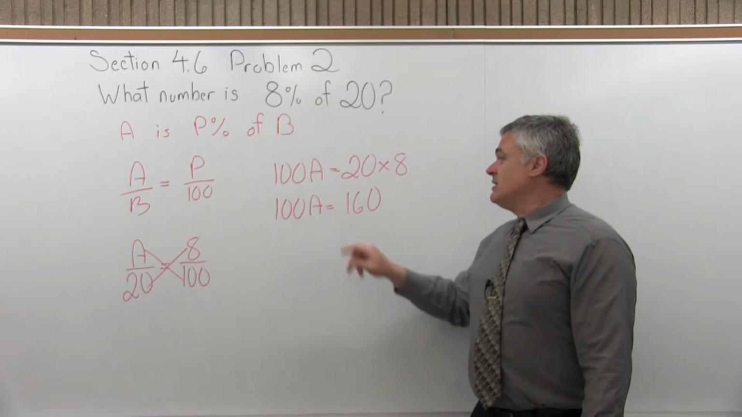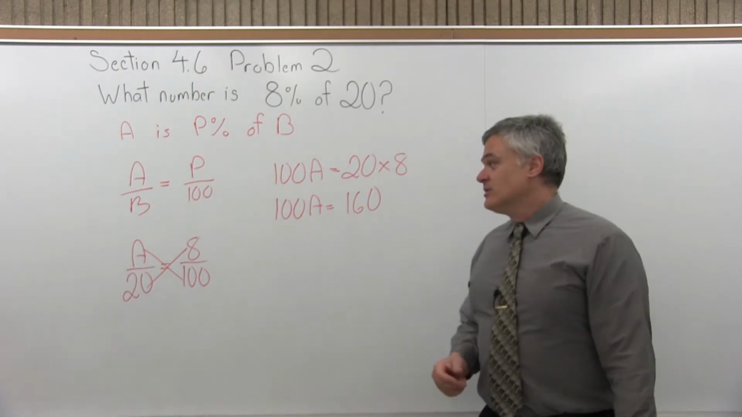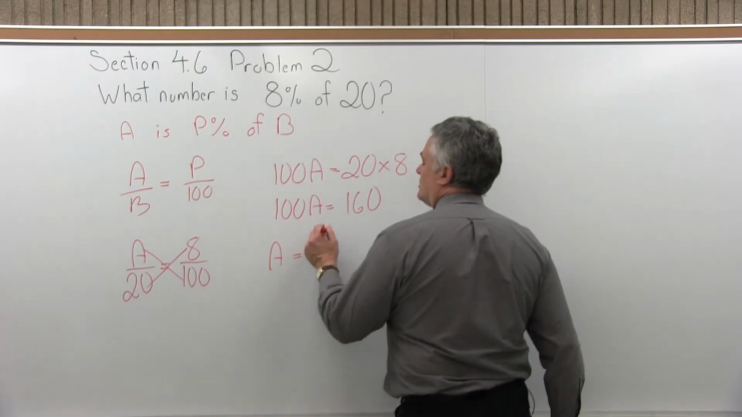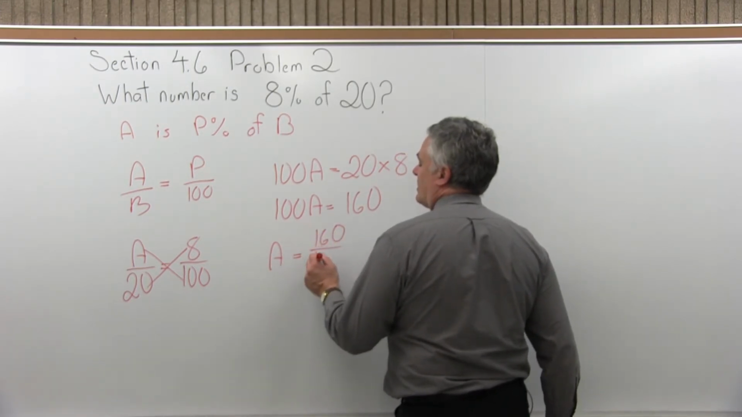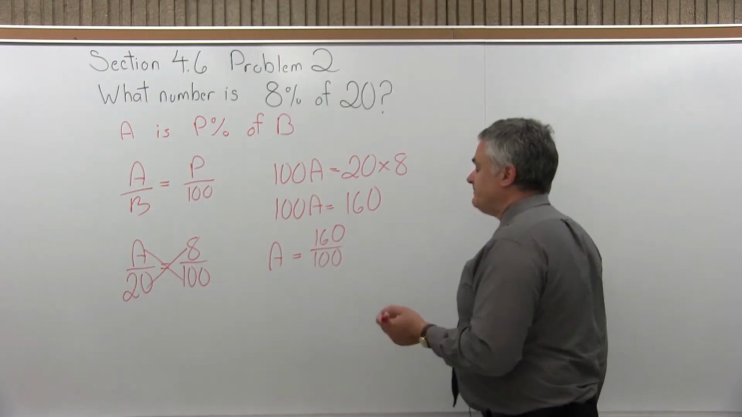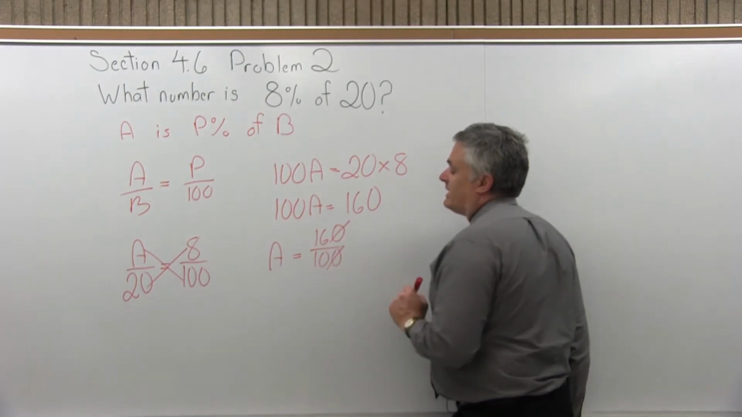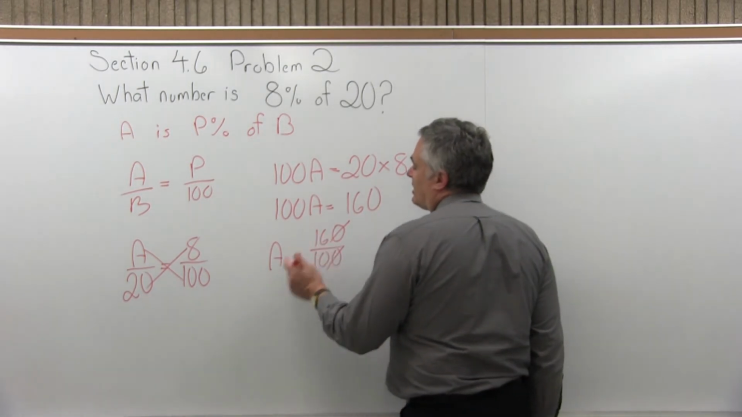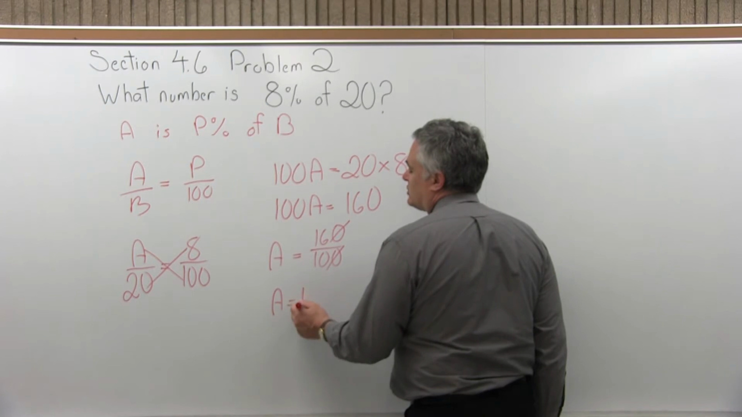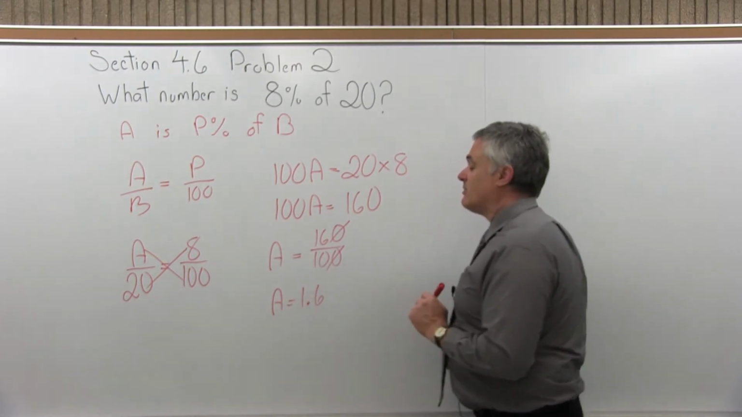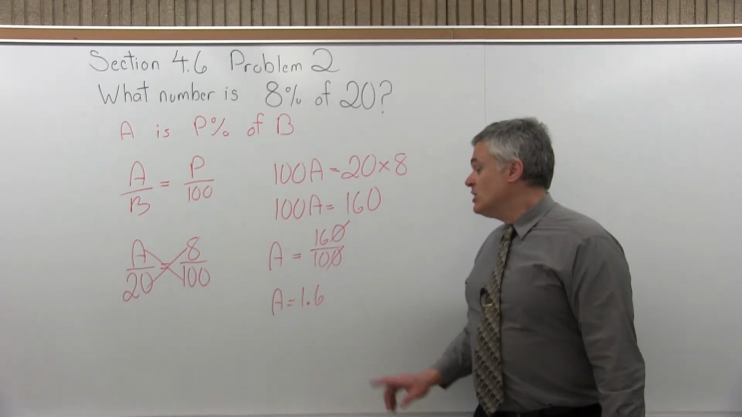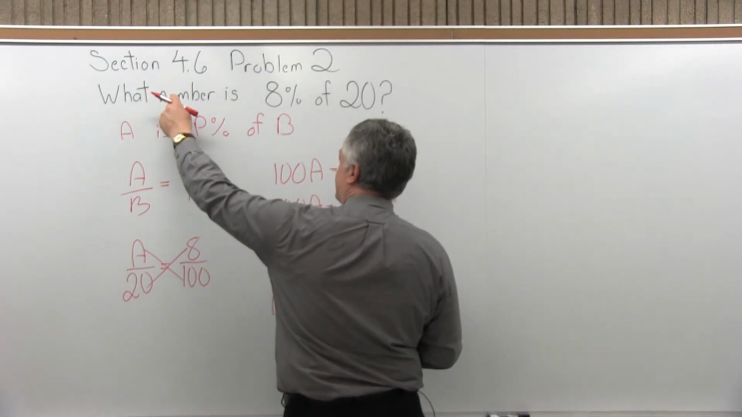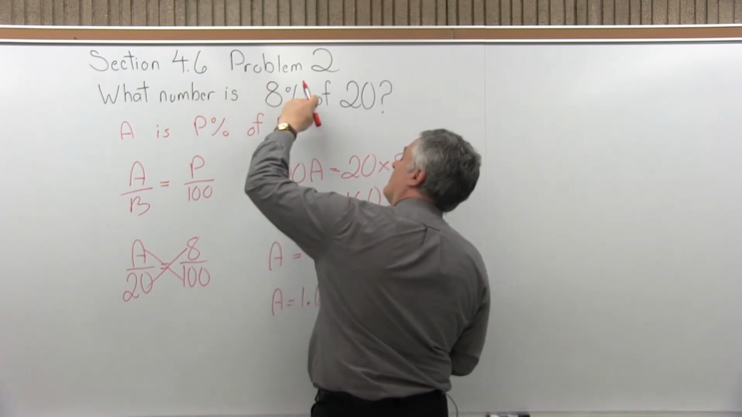So now I have 100A equals 160. I want to know what A equals, so I have to divide out that 100. A equals 160 divided by 100. And now, really, 0 on the end, it becomes 16 over 10. And because of the 0 here, I know it's going to be 1.6. You can divide that out or use a calculator, but you will get 1.6. So now that's the answer. So that's A. That's the what number? 1.6 is 8% of 20.